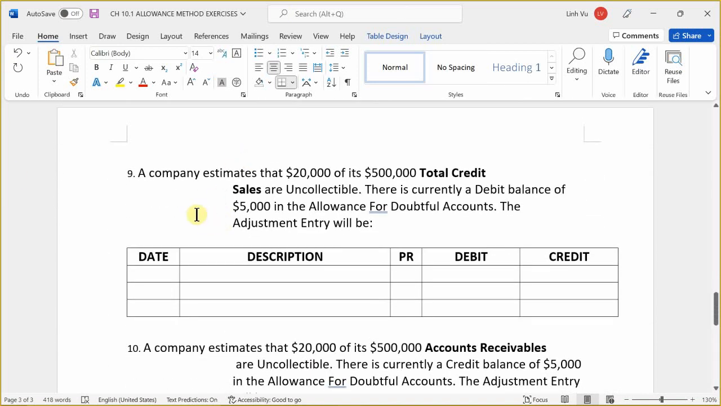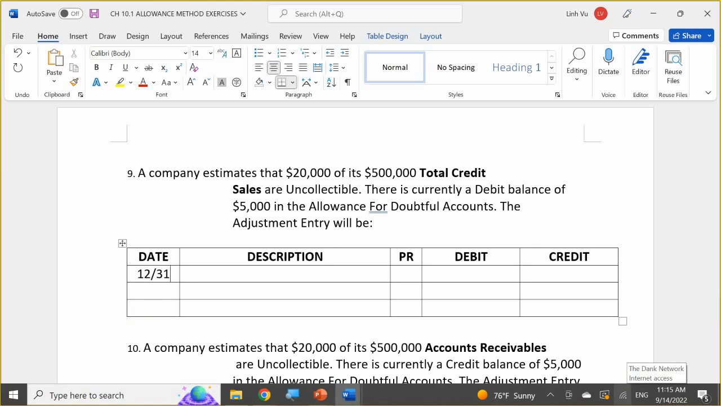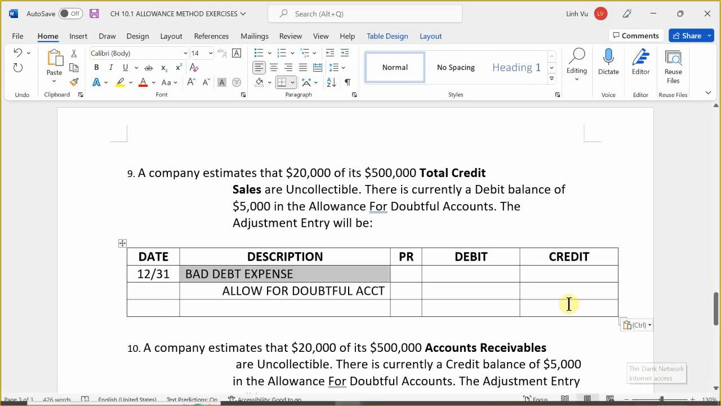So another situation here. If a company estimates that 20,000 of a 500,000 total credit sales is to be uncollectible, and this time there's currently a debit balance of $5,000 in the allowance for doubtful accounts, the adjustment entry will be... Okay. So we still don't care about that. So it would be 20,000 again, but as a credit this time.